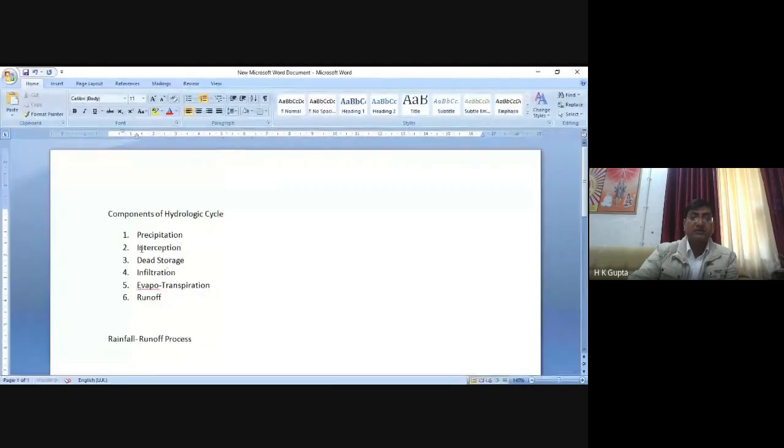Now we will see all these things one by one. We will be going into the detail of that. We will see the mechanism or the physical phenomena of every process, and how we can measure the data related to it, and how we can analyze the data. We will be looking at that. Okay, so just start with the precipitation. We are now starting with this precipitation.